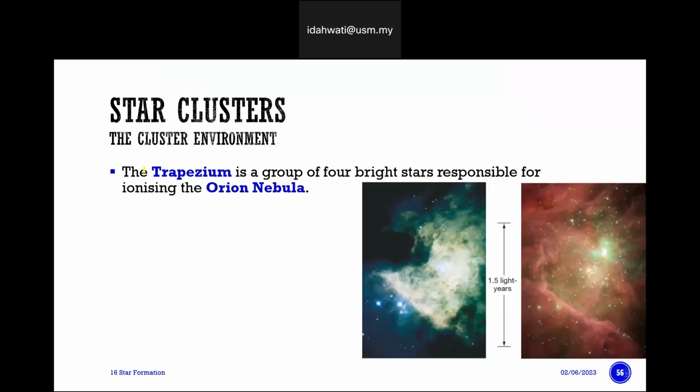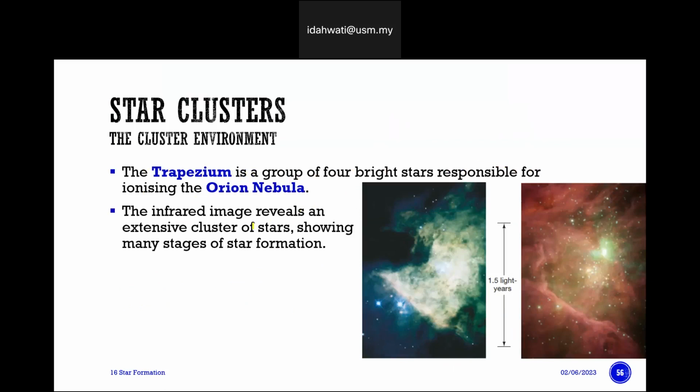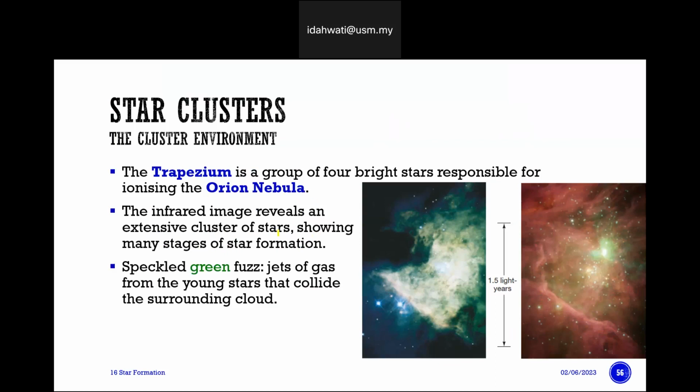And also we have the Trapezium. The Trapezium is a group of 4 bright stars responsible for ionizing the Orion Nebula. The infrared image reveals an extensive cluster of stars showing many stages of star formation. The green fuzz here, you can see, is the jet of gas from the young stars that collides with the surrounding cloud.